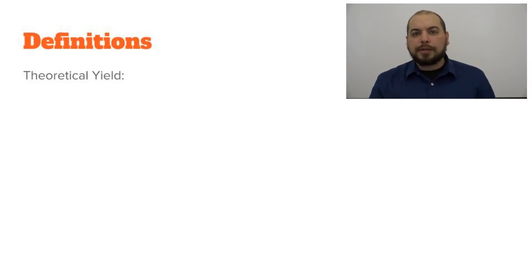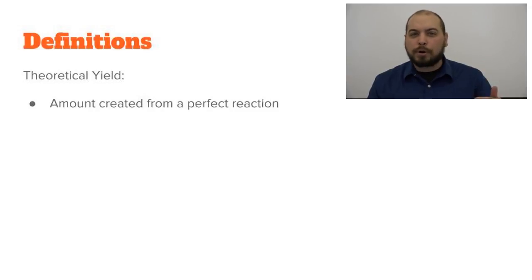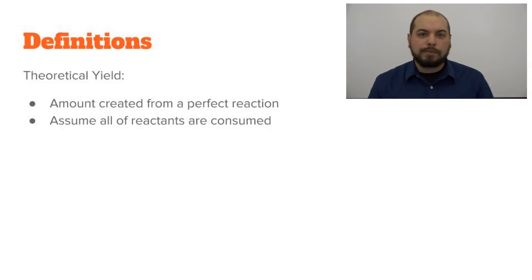So first of all, let's start with some definitions of each of these two terms. Now, theoretical yield is if everything worked out perfectly and every single molecule of our limiting reactant fully reacted to produce the product we're looking for, how much product would theoretically be produced from that reaction?